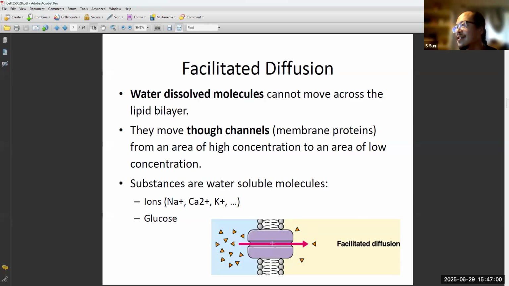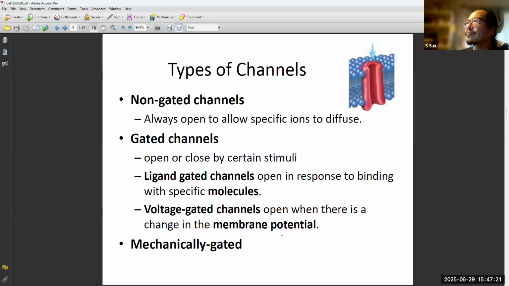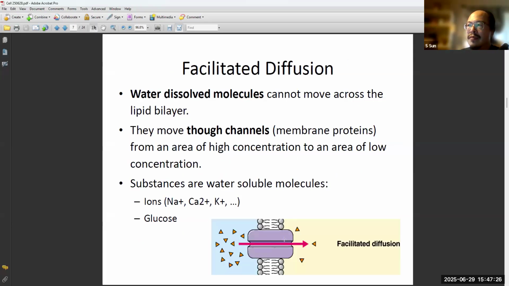All right, so let's look at the channel. Here we have the channel. It allows the molecule to diffuse across. We sometimes call this channel an ion channel, not always, but if it allows the ion to go through, we call it an ion channel. Or a glucose one, we sometimes call it a glucose transporter.